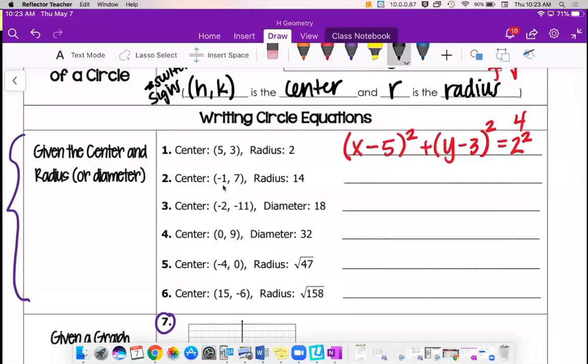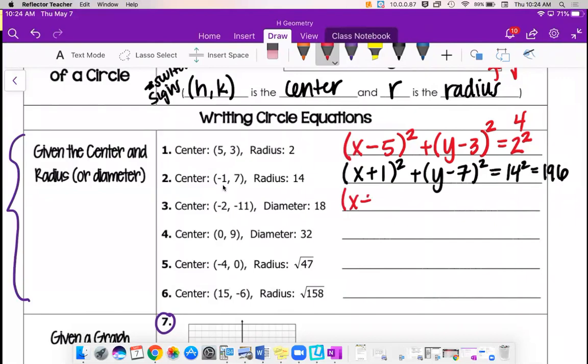All right, let's do another one. So this one starts with a negative x. So to switch the sign, this becomes x plus 1 squared plus y minus 7 squared, because it was a positive, equals the radius 14 squared. And then if you were to multiply that out, 14 squared is 196. You could write that in that way as well. It's totally fine.